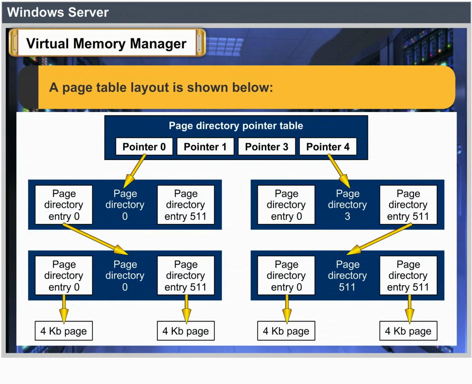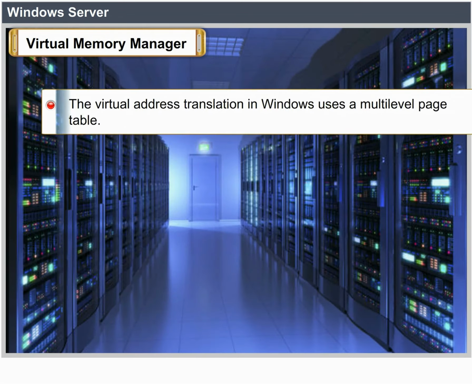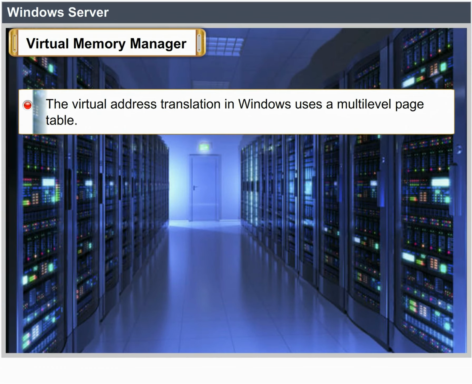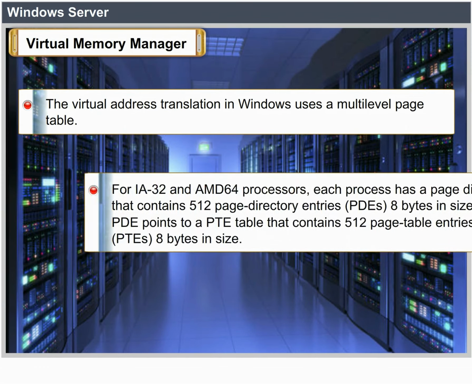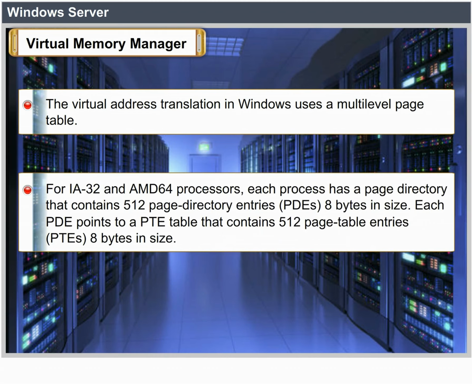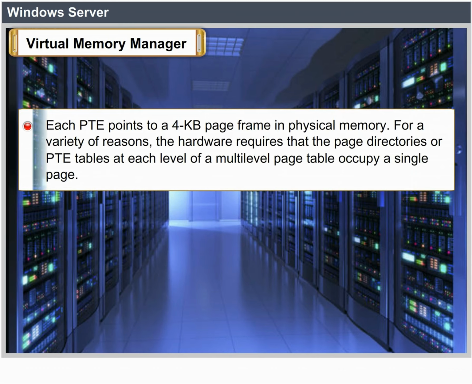A page table layout is shown below. The virtual address translation in Windows uses a multi-level page table. For IA32 and AMD64 processors, each process has a page directory that contains 512 page directory entries, PDEs, 8 bytes in size. Each PDE points to a PTE table that contains 512 page table entries, PTEs, 8 bytes in size. Each PTE points to a 4 KB page frame in physical memory.